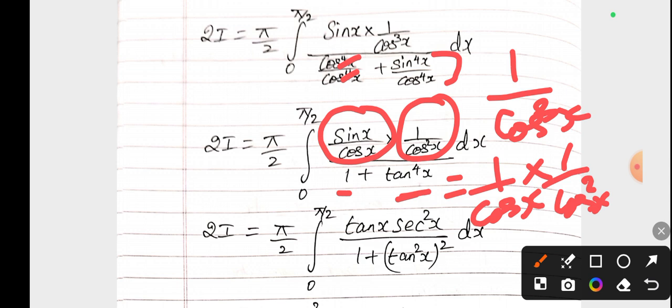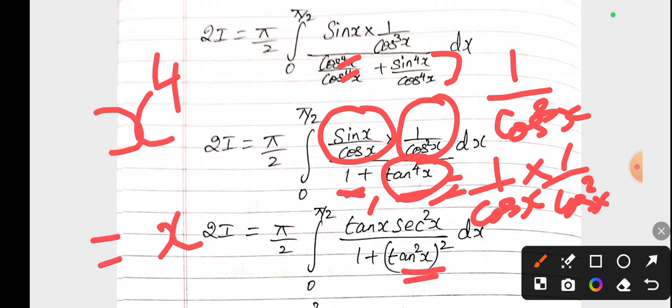So what we have done: cos power 4x is cancelled, you got cos power 4x 1 over cos power 4x 1, and sin by cos you can write as tan power 4x. Then split sin x by cos x into 1 by cos square x. So sin by cos we can write as tan x, children, and 1 by cos square x we can write as secant square x. And tan power 4x we can take as tan square x the whole square, like x power 4 we can write as x square the whole square. This is clear, check.